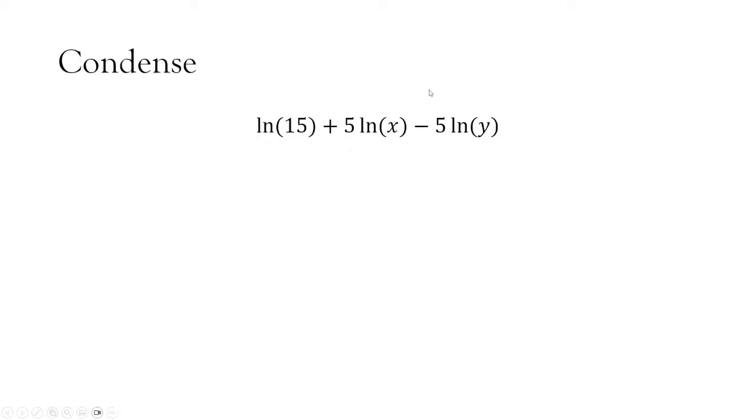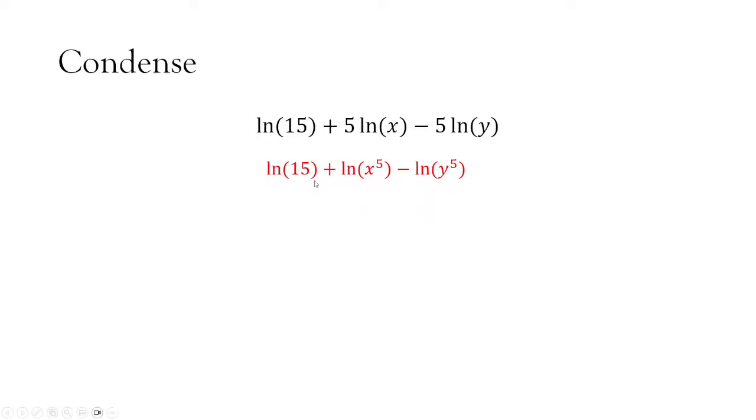Let's get rid of these coefficients first. Here I have a coefficient of 5, and here I have a coefficient of 5. This tells me I can move the coefficient to the power within the logarithms. So natural log of 15, I didn't change anything. For this one, I moved the 5 into the power, and I moved this 5 into the power for y as well. All right, so I applied my coefficient power law.